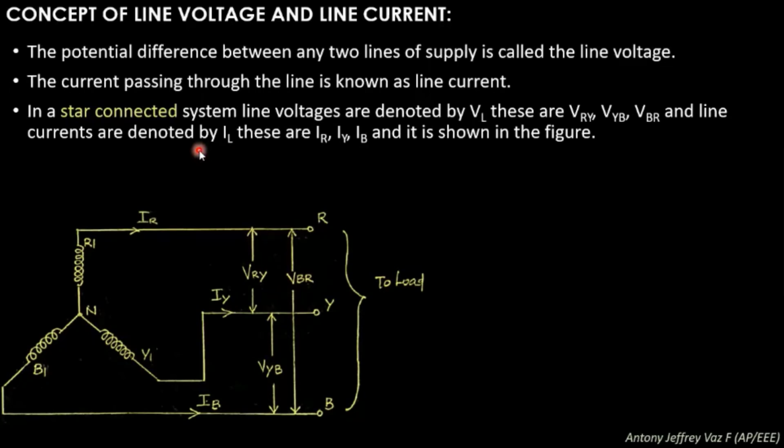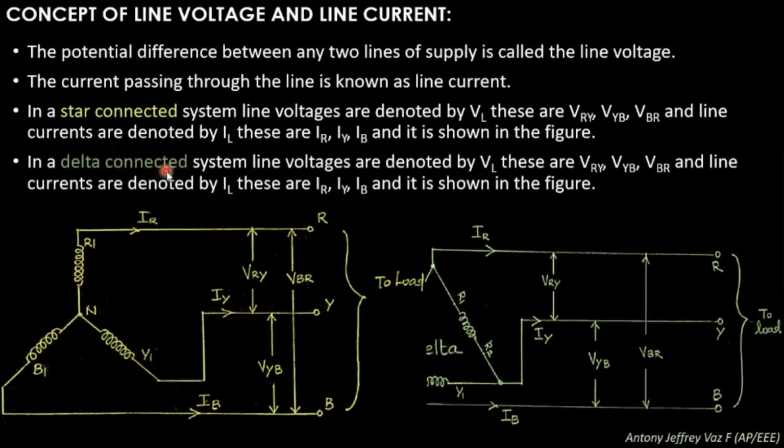And similarly, if you see the line currents IL, these are denoted by IR, IY and IB. So the current flowing through the R line, this line, is known as IR, whereas the current flowing through the Y line is known as IY, whereas the current flowing through the B line, that is the blue line, is IB. These are connected to the load as it is.